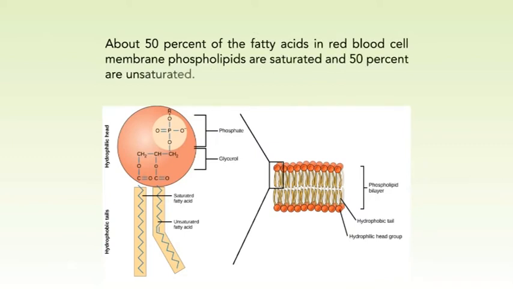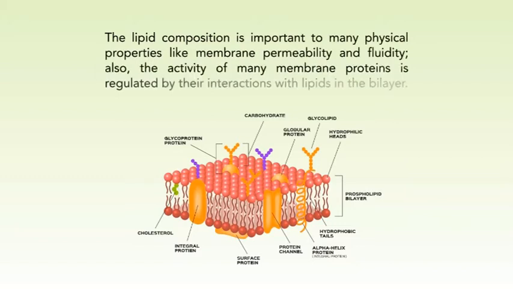About 50% of the fatty acids in red blood cell membrane phospholipids are saturated and 50% are unsaturated. The lipid composition is important to many physical properties like membrane permeability and fluidity. Also, the activity of many membrane proteins is regulated by their interactions with lipids in the bilayer.